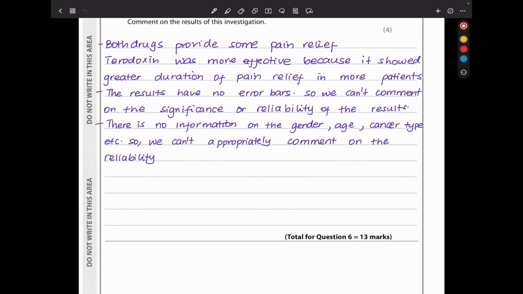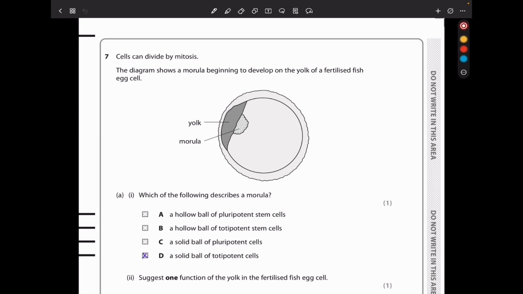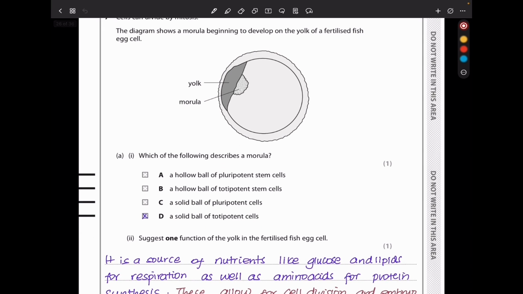So this brings us to the end of question 6. Let's continue to question 7. In question 7, cells can divide by mitosis. The diagram shows a morula beginning to develop on the yolk of a fertilized fish egg cell. So we have the yolk and then we see the morula.